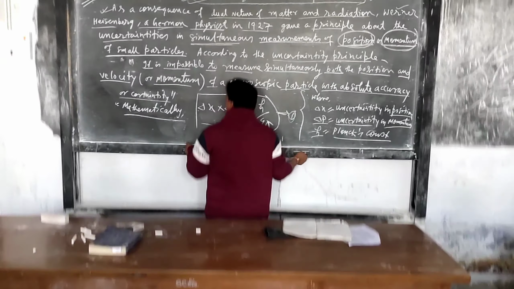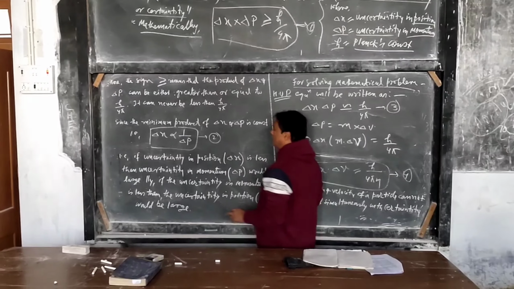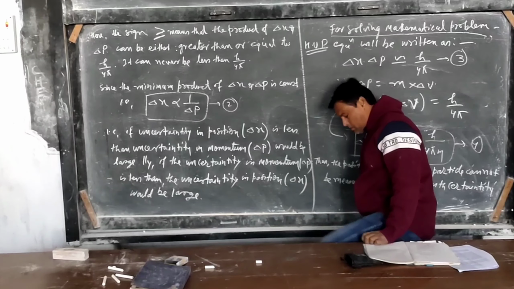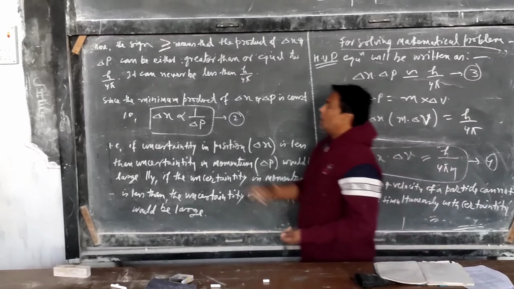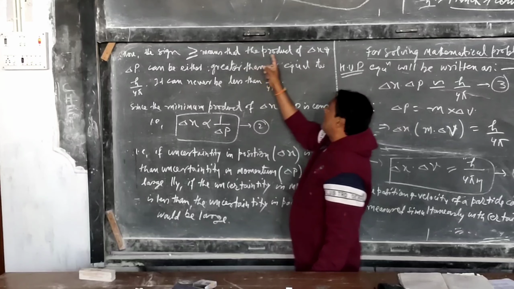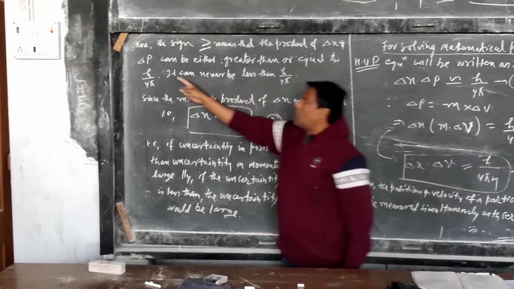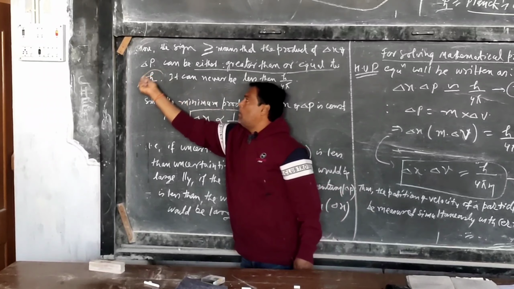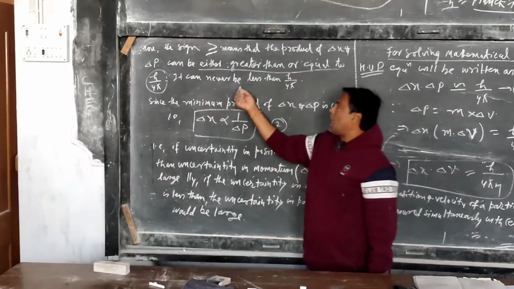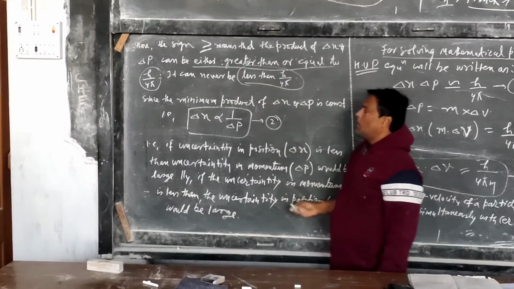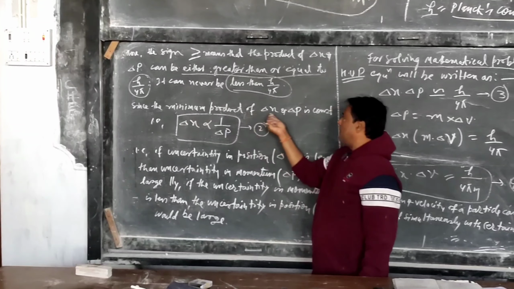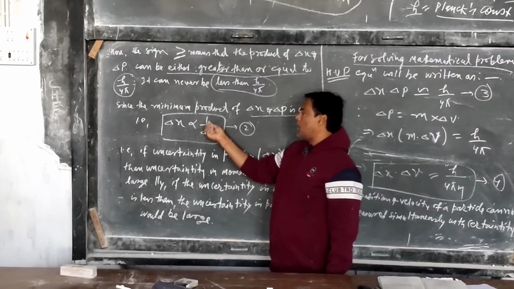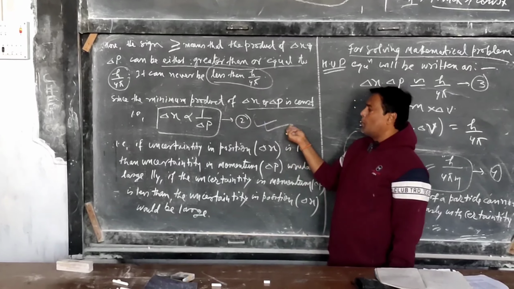Here the sign greater than or equal to means that the product of delta x and delta p can be either greater than or equal to h upon 4 pi. That is, it can never be less than h upon 4 pi. Since the minimum product of delta x and delta p is constant, delta x is proportional to 1 upon delta p. Say it equation number 2.